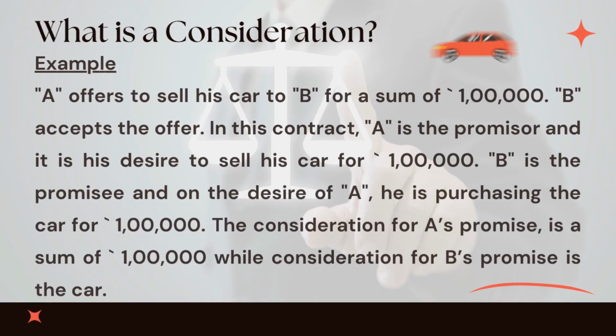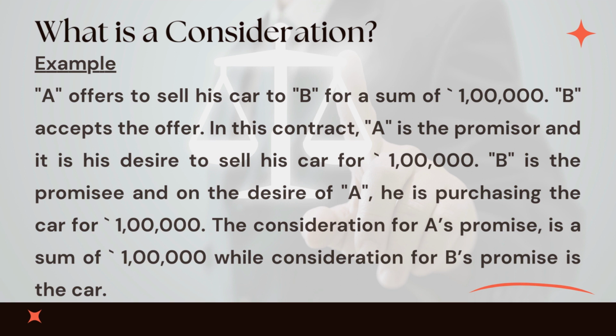A offers to sell his car to B for a sum of rupees 1 lakh. This 1 lakh is a consideration. B accepts the offer. In this contract, A is a promisor who is the offerer, and it is his desire to sell his car for rupees 1 lakh, and B is availing that offer. He is a promisee, and on the desire of A, he is purchasing the car for rupees 1 lakh. So, the consideration for A's promise is rupees 1 lakh, while the consideration for B is the car.